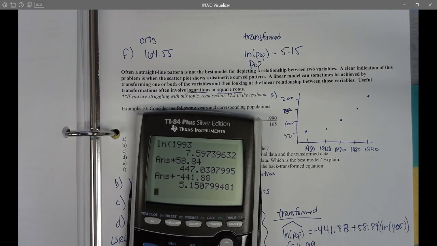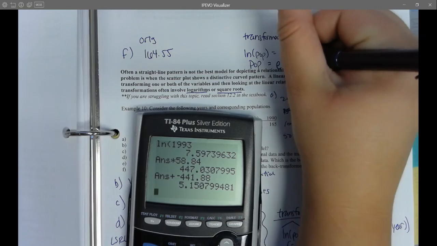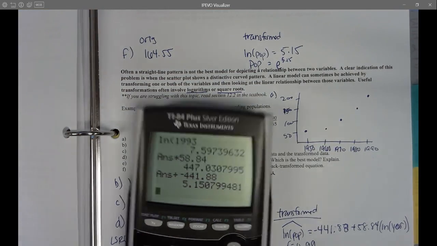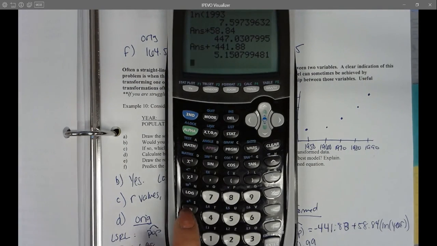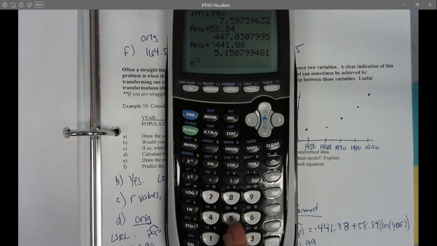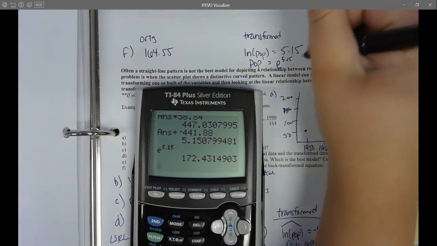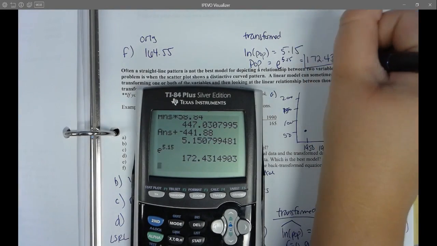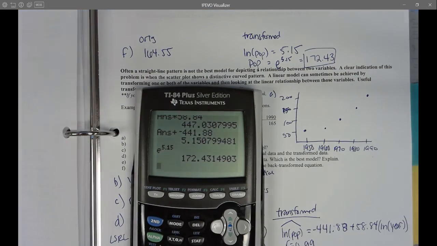To undo a natural log, you use your exponential. If you don't remember a lot about natural logs, it's okay. You're going to take e to this power to undo your natural log. You should have an e button on your calculator. Mine is in blue above my natural log. So I'm going to do e to this 5.15 value. And now I have my prediction for the population. You'll notice that these two values are close. However, this one will be a better approximation.